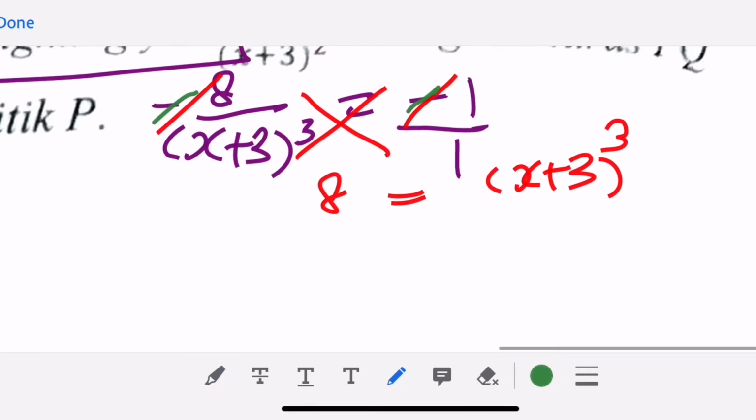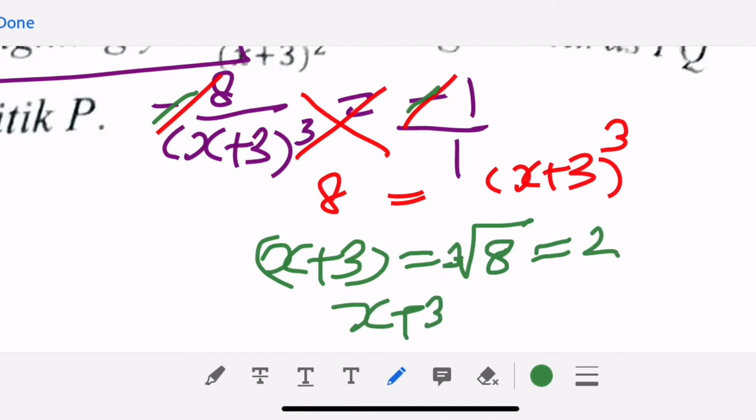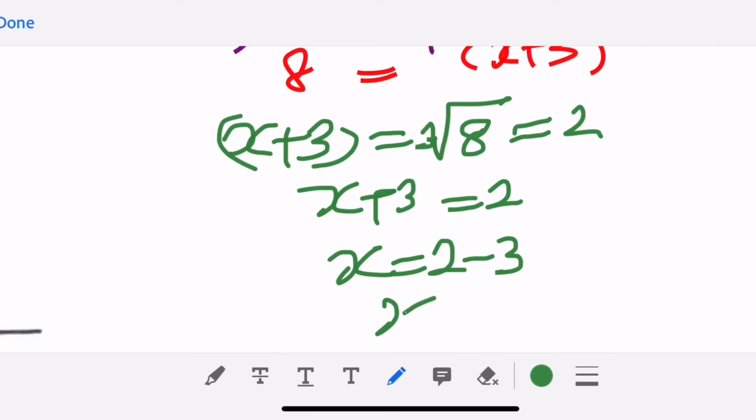And then you will get the x plus 3 cube root. Step by step you do it. Cube root, not square root, cube root. So cube root of 8 you will get 2. So then x plus 3 equal to 2. Then x is 2 minus 3. So the answer for x is negative 1.